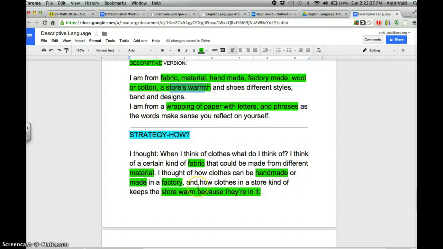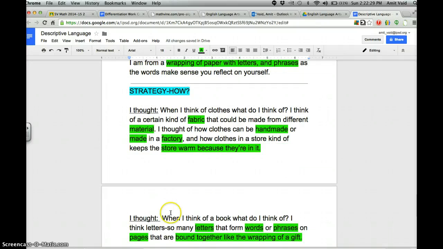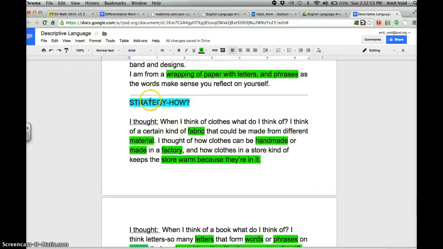What about with a book? What did I think of when I thought of a book? When I think of a book, what do I think of? I think letters. So many letters that form words or phrases on pages, bound together like the wrapping of a gift. Well, if you think about a book, it's a binding of paper. It's like it all comes together like you put a gift together when you gift wrap it. And I wrote in my version, I am from a wrapping of paper with letters, because that wrapping is like the binding of a book with letters and phrases.